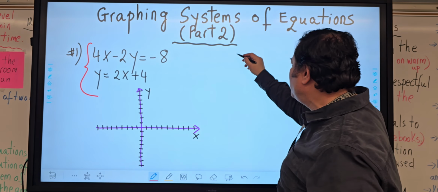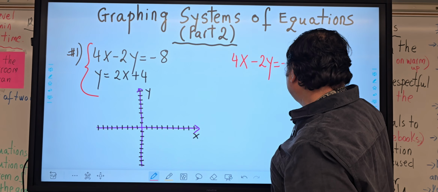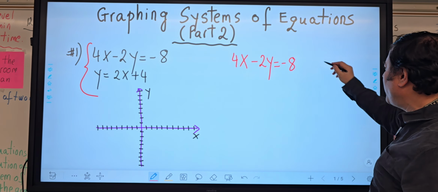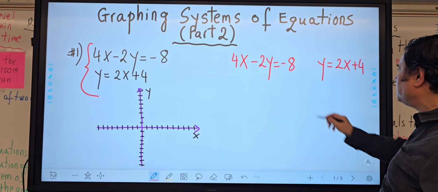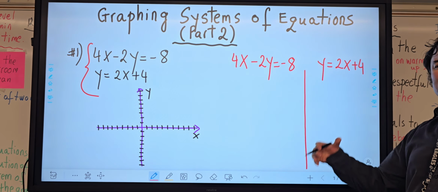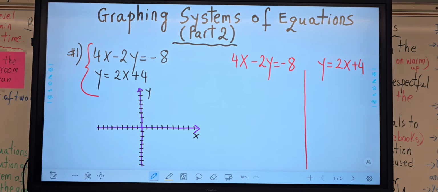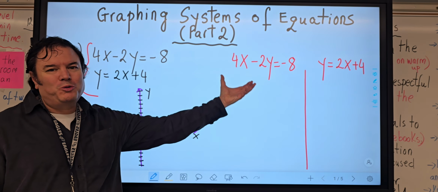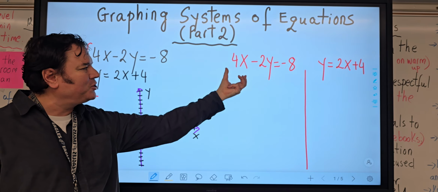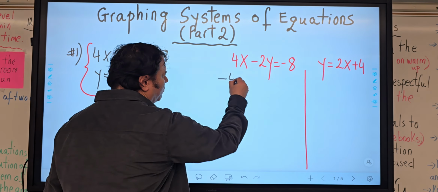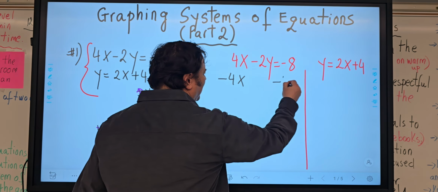Let's rewrite the first equation. So we have 4x minus 2y equals negative 8. And the second equation, we have y equals 2x plus 4. And let's try to solve for y in both equations. Let's take a look at the first equation. We don't have the y by itself, so we would have to subtract 4x first on both sides. Let's subtract 4x on both sides. Whatever we do to one side, we do to the other side. So minus 4x on the other side.